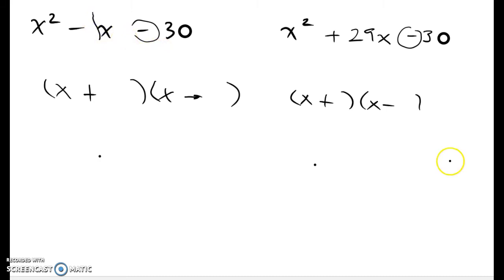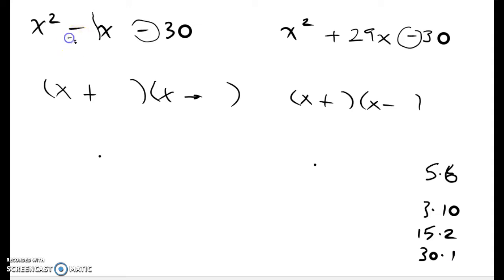So what times what? Let's list our factors of 30. 5 times 6. There is 3 times 10. There's 15 times 2. There's 30 times 1. Okay, what times what gives you 30 whose difference is 1? Well, that's 5 and 6.